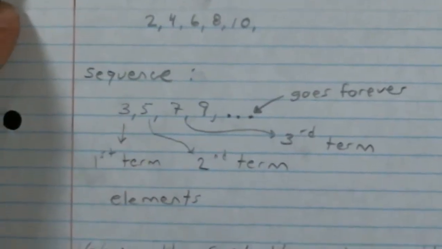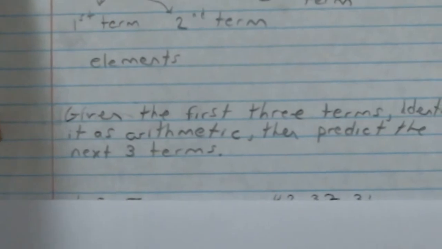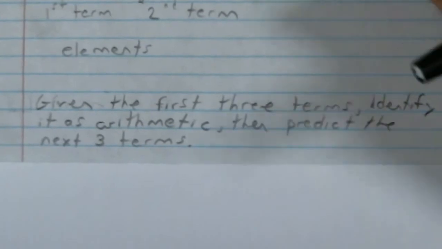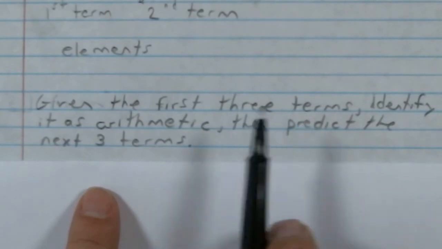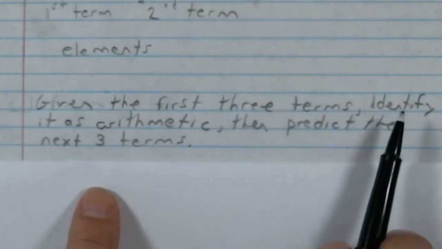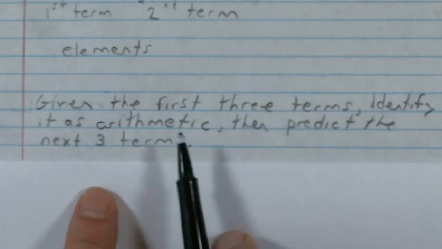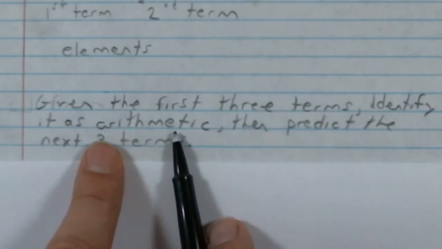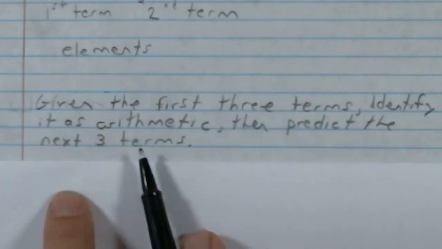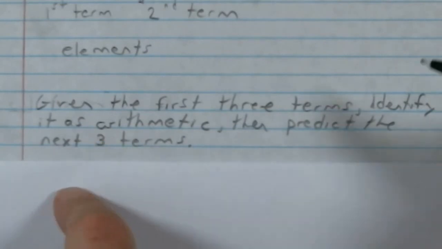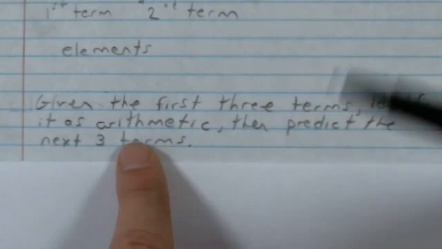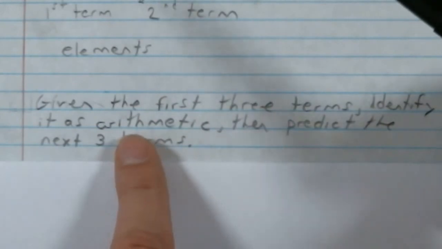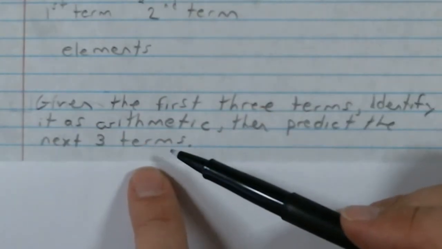So this is something that I'm going to ask you to do for me. Please write this down. Given the first 3 terms, identify it as an arithmetic sequence, then predict the next 3 terms. So what you're going to do is I'm going to give you 3 terms. You're going to identify that there is a pattern, and then you're going to come up with the next 3.